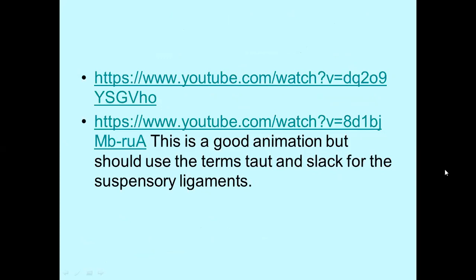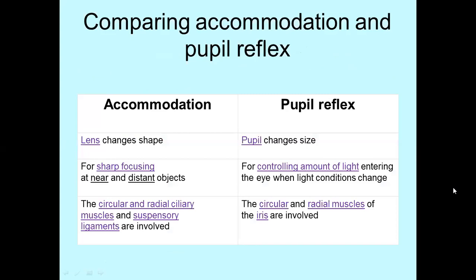Okay. So there is 2 videos there. There's also one in the folder for lesson 5. Both this one and the one in the folder for lesson 5 on accommodation don't use the term taut and slack. And those are the words you have to know. Taut when it's tight, slack when it is loose.